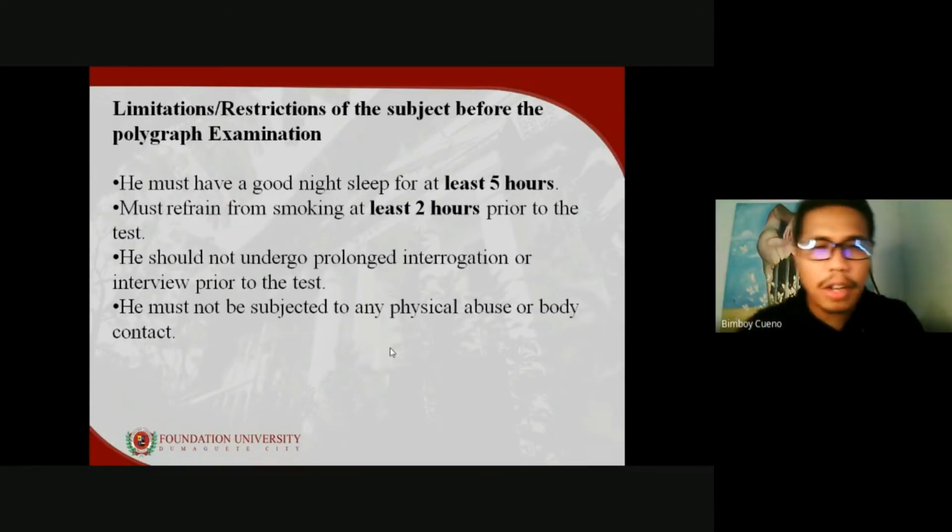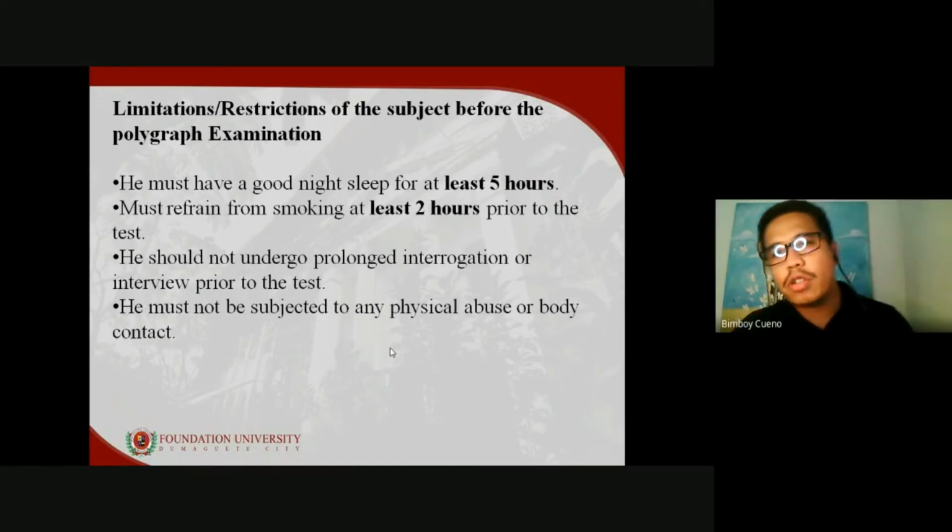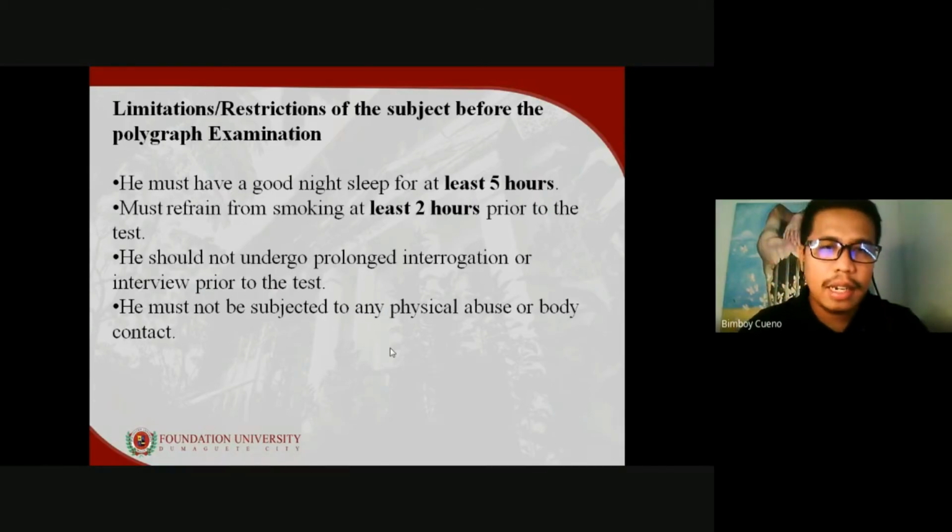He must have a good night's sleep for at least 5 hours. O muna restriction ha before the polygraph exam. Meaning if the person lacks sleep kay gatrabaho sa call center, like you only sleep like 3 hours, walay polygraph examination nga mahitabo because the lack of sleep could cause abnormal behaviors of the internal organs or internal responses of the person.